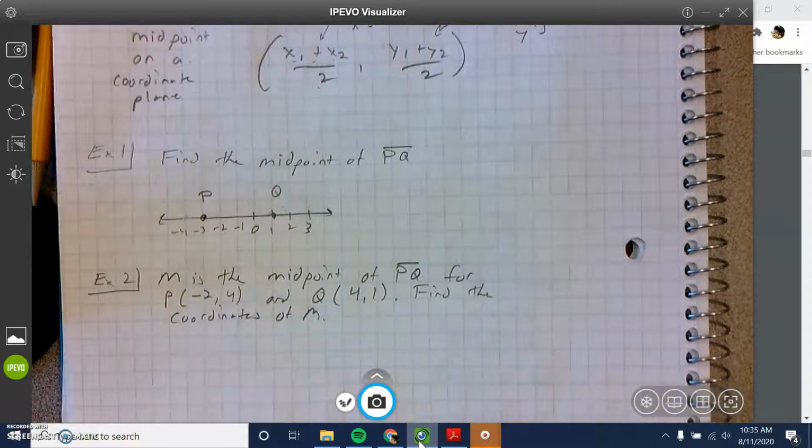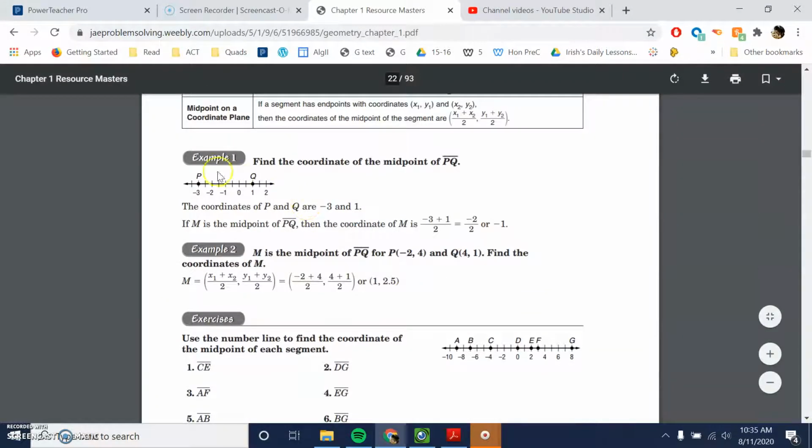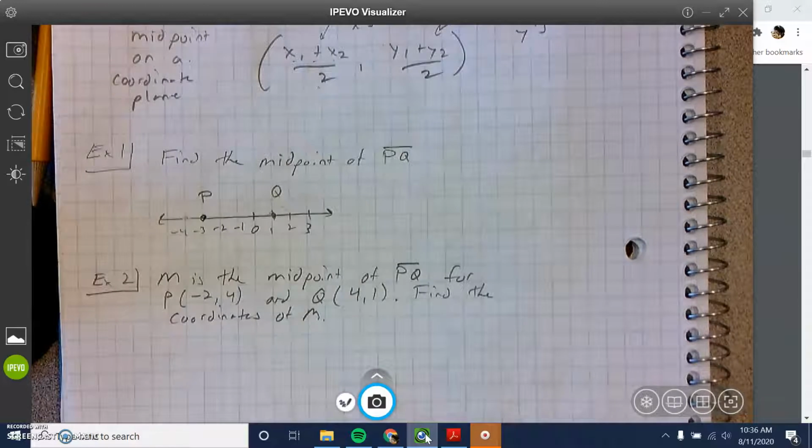Okay, let's try this. Example 1, example 2. I wrote them down. Example 1, I drew the picture. Example 2, I wrote down the bold-faced writing. All right, let's do them. Here we go. You got it? Pause the video if you need.